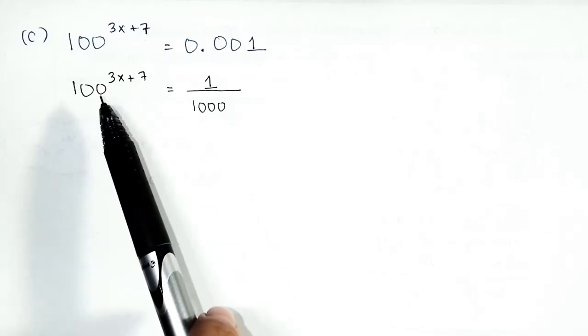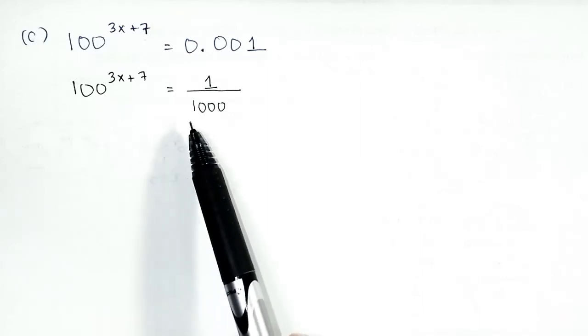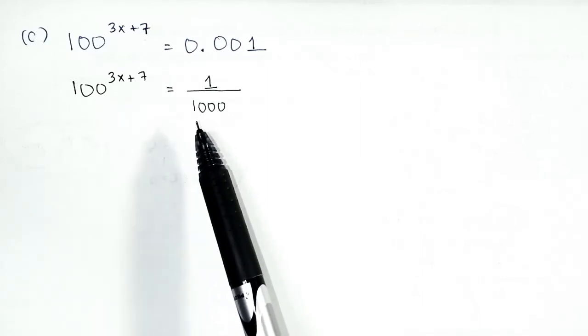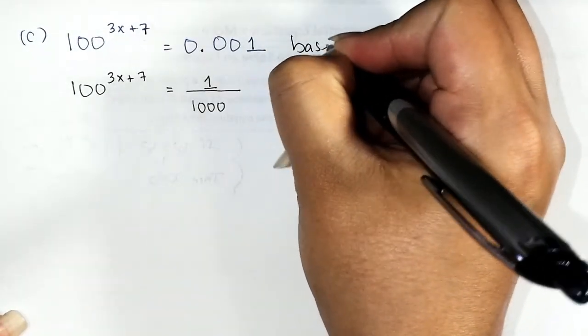I'm thinking like difference of squares. 100 is a perfect square because it's the square of 10. 1,000 is a perfect cube because it's the cube of 10. So something 10, something 10. We're going to aim for base 10.